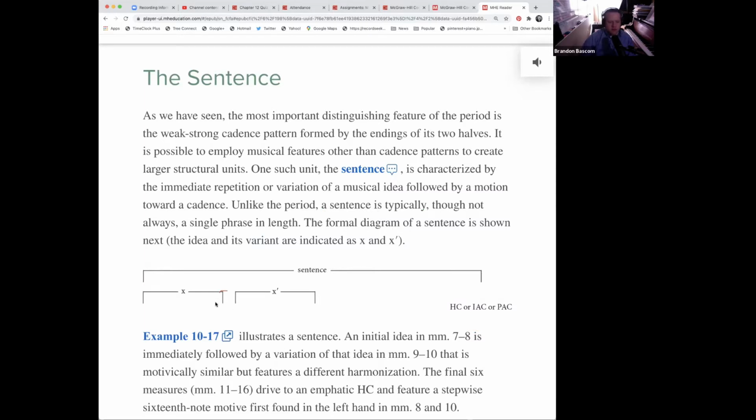But these typically do not end in a cadence because they are just a musical idea, not a phrase. Does that help? Yeah. So could you say they're more like motives? Yeah.